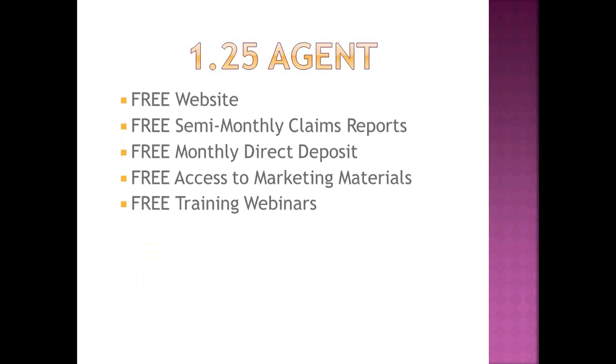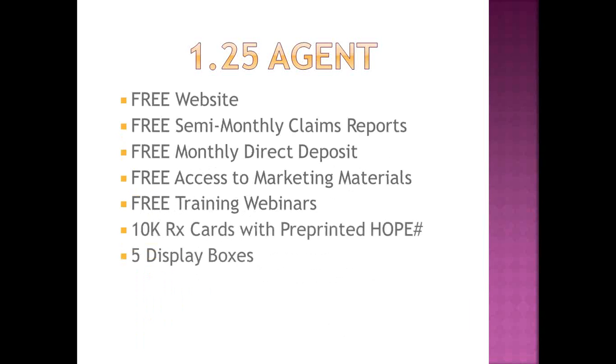Now, a $1.25 agent gets all the free stuff, but we're going to throw in, and I'll show you what you do to get a $1.25 agent, 10,000 cards with your HOPE number printed on them, and you get 5 display boxes, which some of you have bought those already. They're the plastic boxes that you put your cards in, and you put them on a counter at a pharmacy, at a doctor's office, urgent care center, wherever you're at. You get 5 of those. Okay. Now you're getting $1.25 per paid claim, and I'm going to show you how you can buy right up to that, so you don't have to wait.